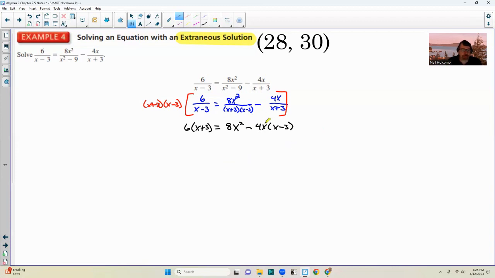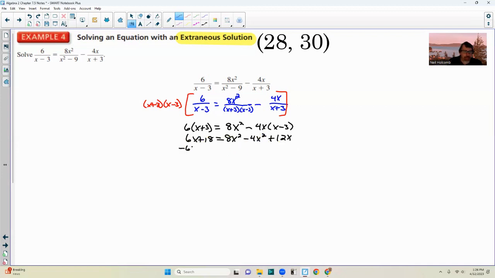Okay, so that's how those all cancel. And so now I want to distribute, and that's going to give me 6x plus 18 right here equals 8x squared. Negative 4x times x is negative 4x squared. Negative times negative is positive. 4x times 3 is 12x. Okay, so since this is a quadratic and there's no x squared on both sides, nothing cancels, I am going to solve this for 0.